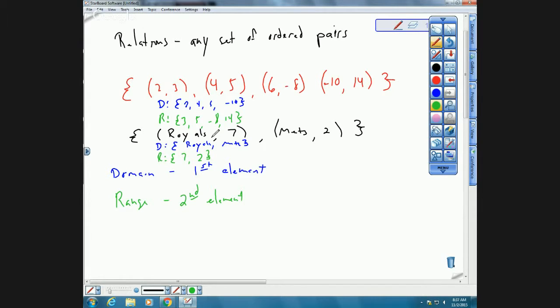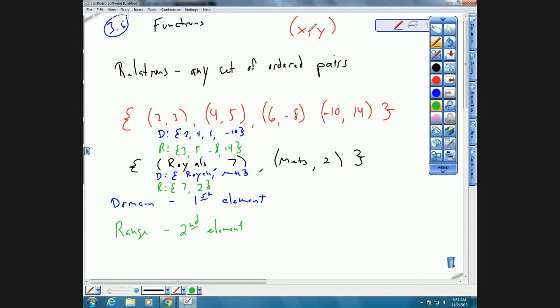Like I said, the most common thing that we use in math is the X and Y, the graphing here. So a lot of times the domain deals with your X's because X comes first, and the range deals with your Y's because Y's come second. But it really means that the domain is your first one, range is your second one.